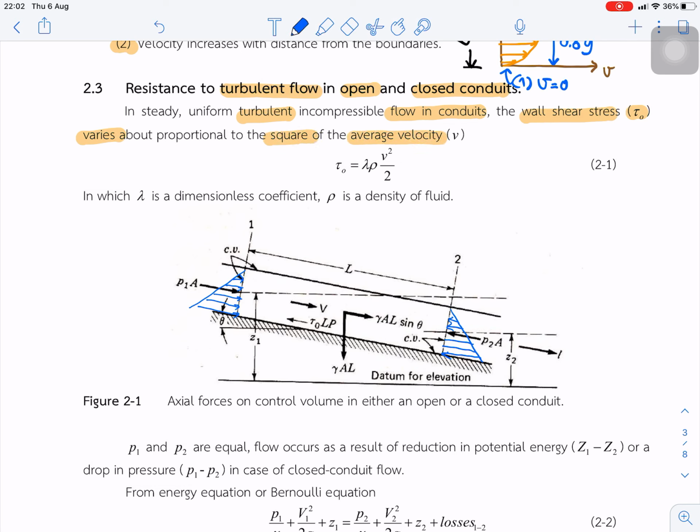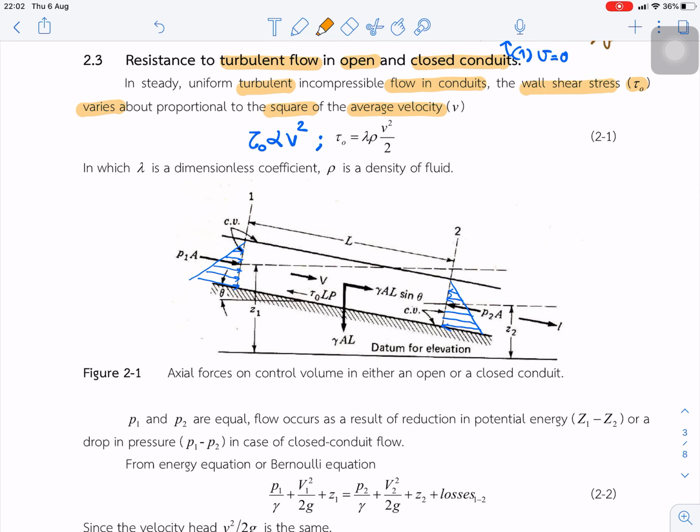This means the wall shear stress varies with the velocity, and we can write an equation like this, equation 2-1, in which lambda is the dimensionless coefficient and rho is the density of the fluid.